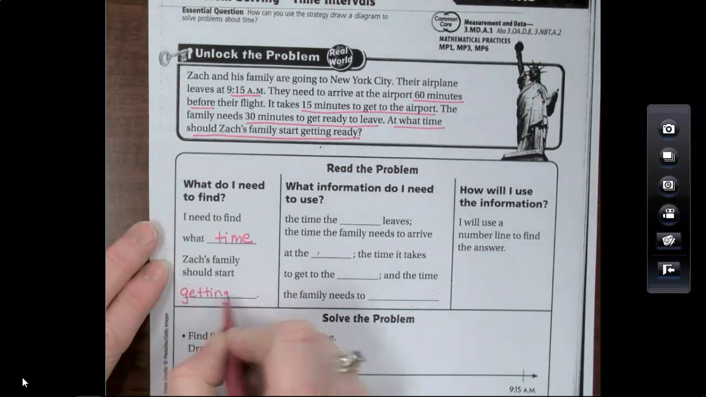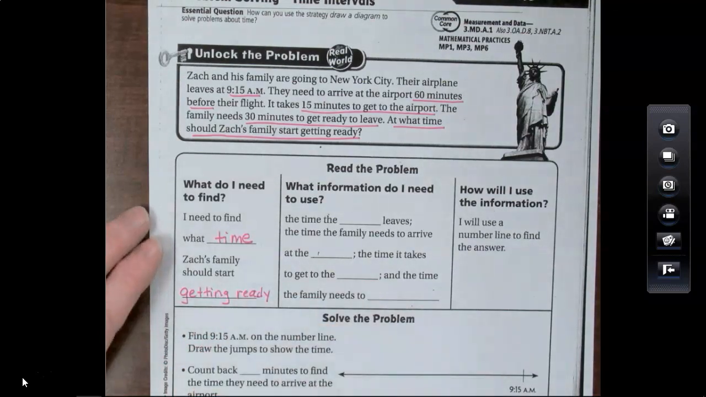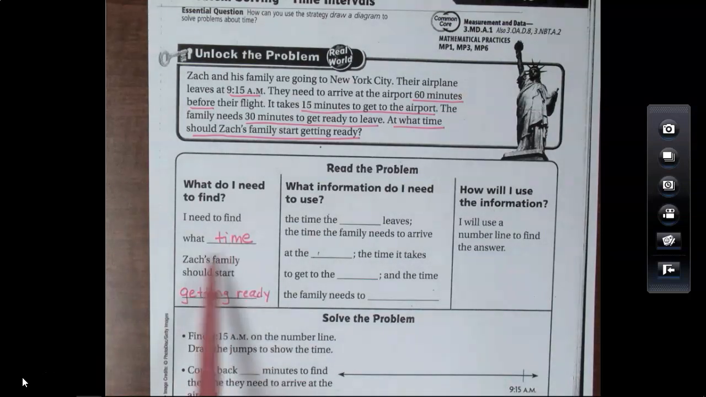And you know it's important when you have to get ready for school or get ready for church or things that you have to do in life to know how to tell time, when you need to get started, what time you need to be there, how long you will be there. These things are important in life. So for us, we need to find what time Zach's family should start getting ready.